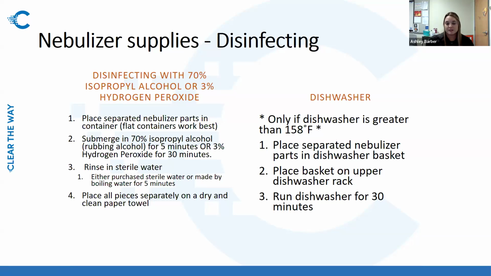After they are disinfected, we want to make sure we rinse in sterile water after they're submerged in the alcohol or hydrogen peroxide. And you can do this by purchasing sterile water or by boiling for 5 minutes. And we would then place all the pieces separately on a dry, clean paper towel. Nebulizer supplies can also be disinfected in the dishwasher, but only if the dishwasher is greater than 158 degrees Fahrenheit. And you can do this by placing the parts in a dishwasher basket on the top rack and for 30 minutes. Next slide.